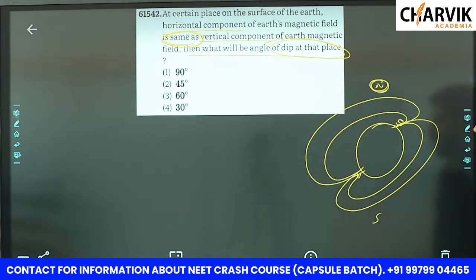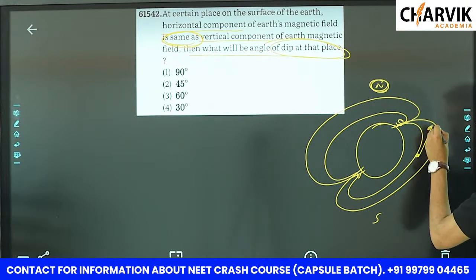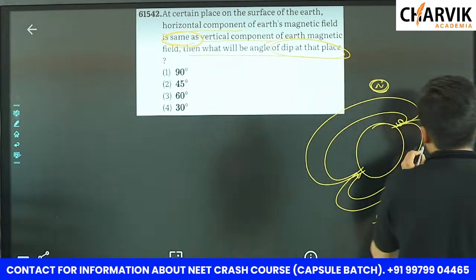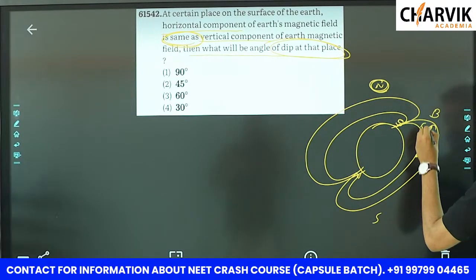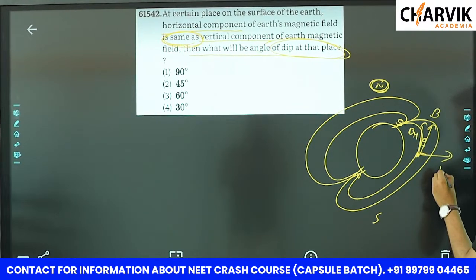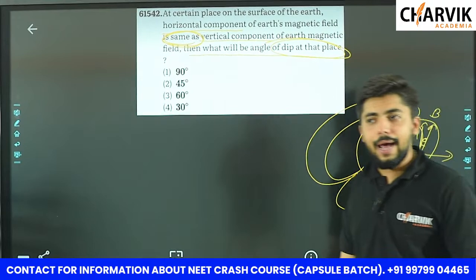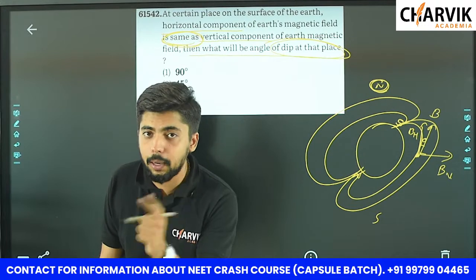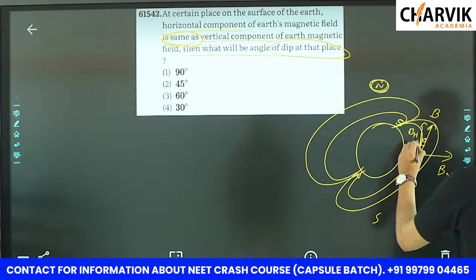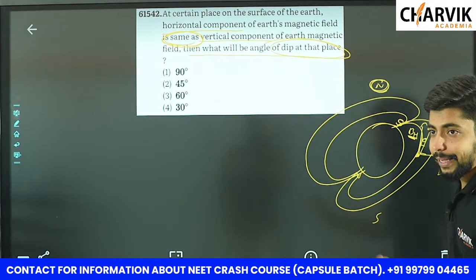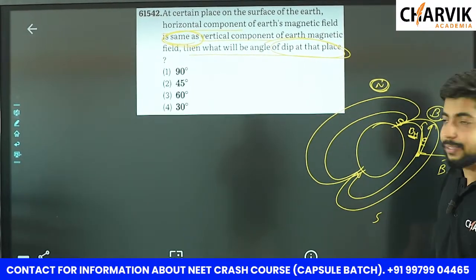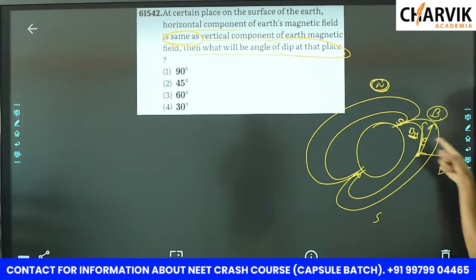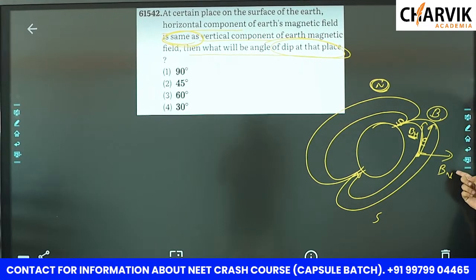In this magnetic field, at any certain point, the tangent gives the direction of the magnetic field, and this magnetic field makes some angle with the horizontal. By this angle we can say this is the horizontal magnetic field and this one is the vertical magnetic field. What they are saying is that the horizontal and vertical magnetic fields are the same at some place. By taking components of the total magnetic field, B cos theta equals BH, and B sin theta equals BV.